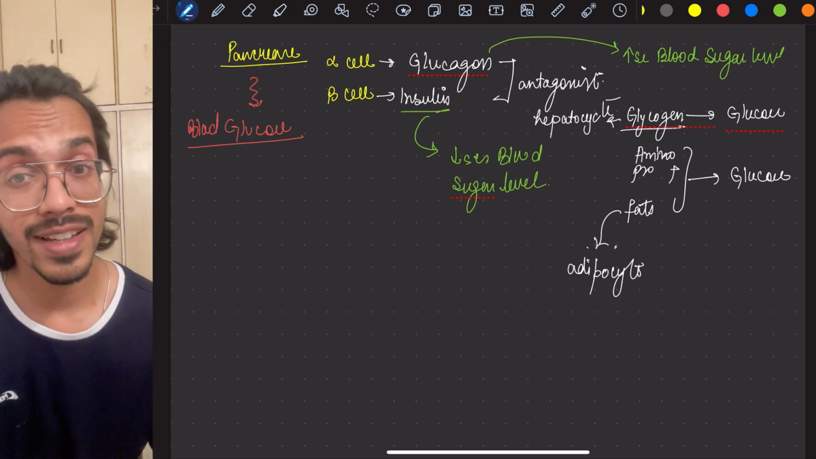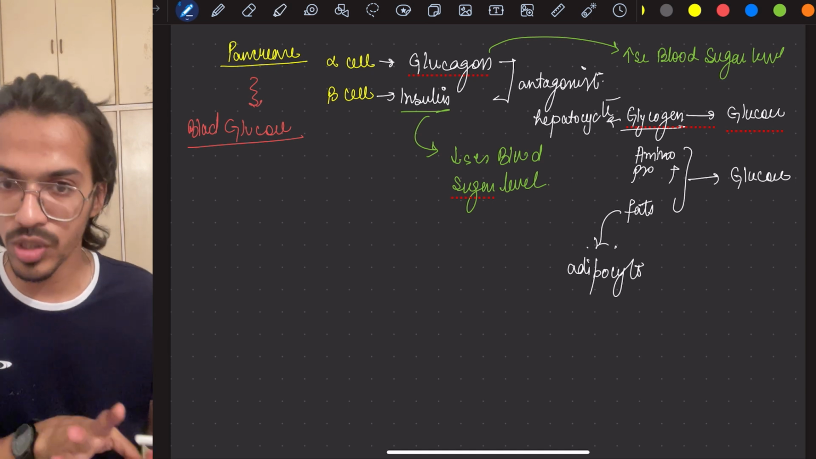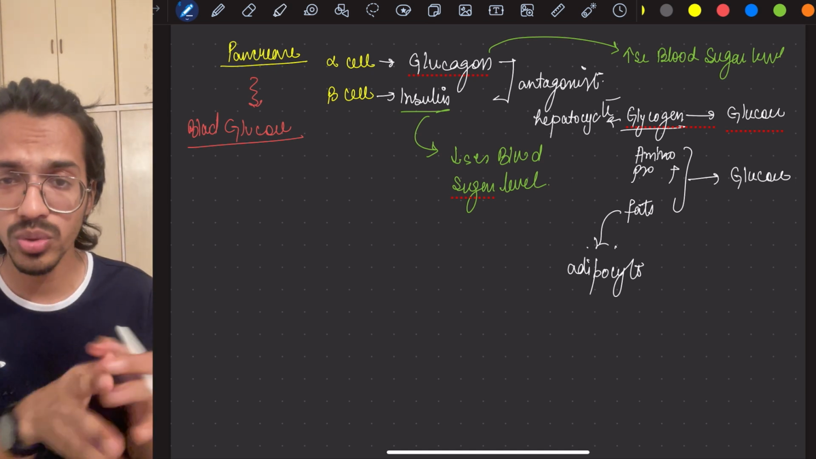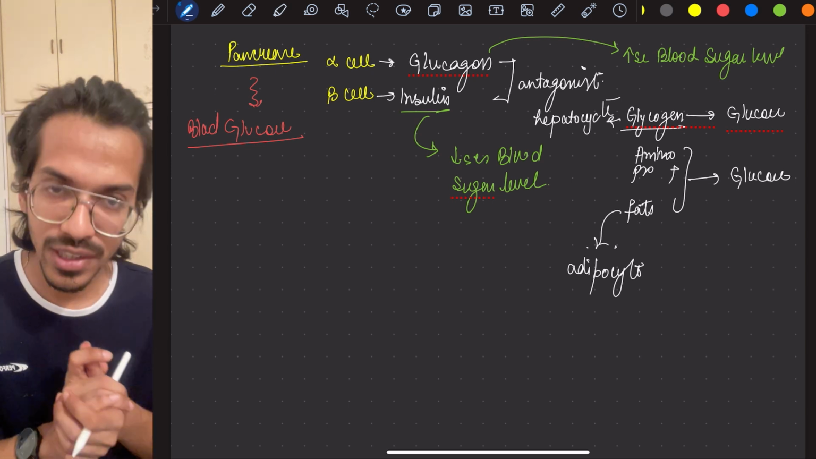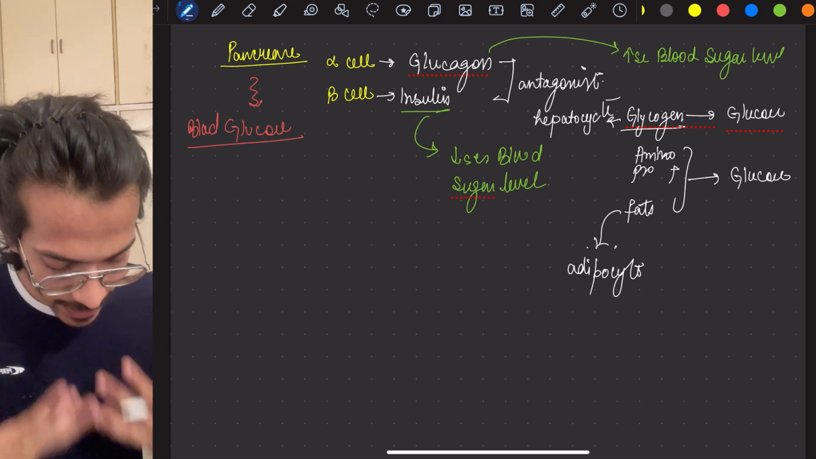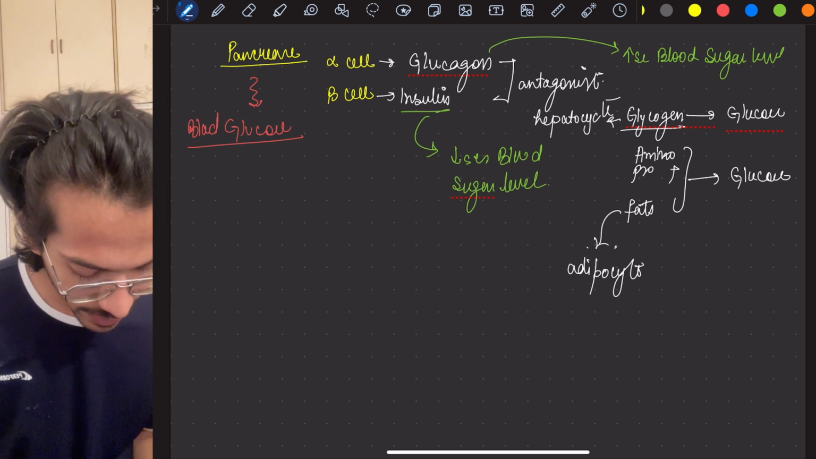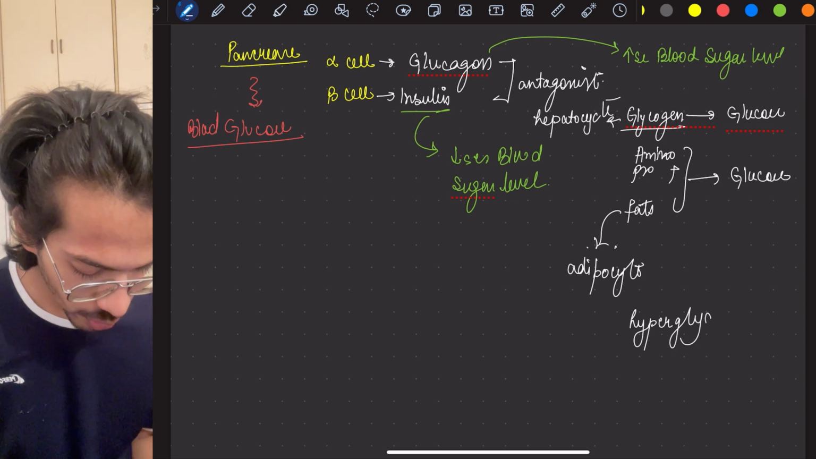I know a lot of things are there, but if you have done it before, then this can be understood. Or just remember the fact. I'm just linking up all the things so that NCERT becomes easier for you. So fats means adipocyte, it will work. The next thing is, if this hormone is increasing the sugar level, can I call it a hyperglycemic hormone?